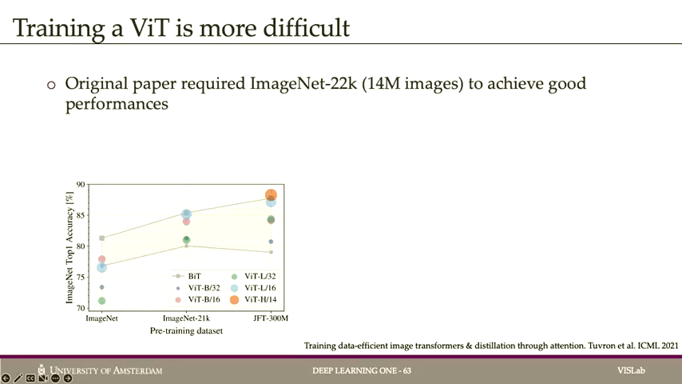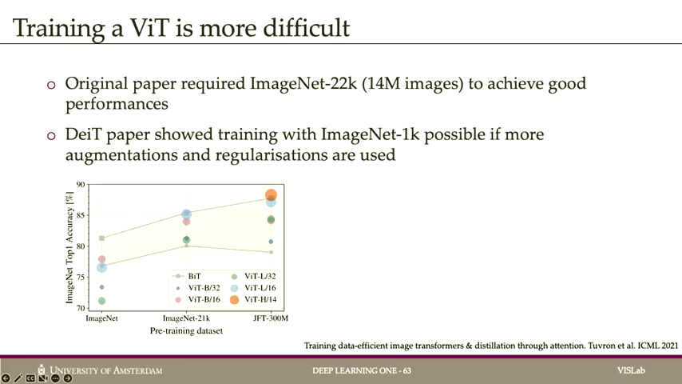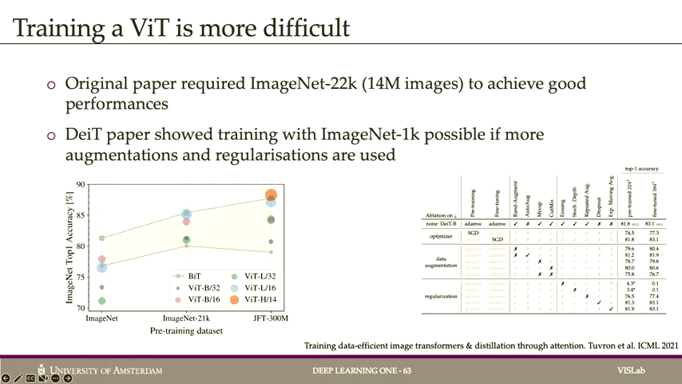So at low data sizes, the original ViT didn't perform that well. However, this has been alleviated somewhat, mainly due to additional regularizations. Here you can see, for example, dropout, repeated augmentations, mixup, AutoAugment, exponential moving averages. There are all kinds of regularizations which have been used, which all made training a ViT even on the smaller ImageNet viable and competitive.